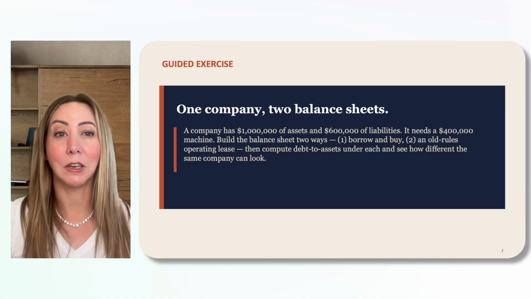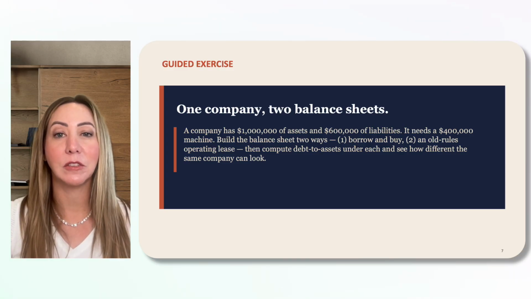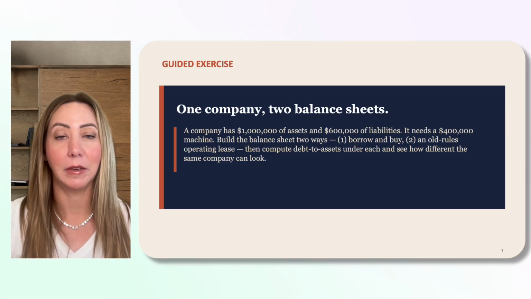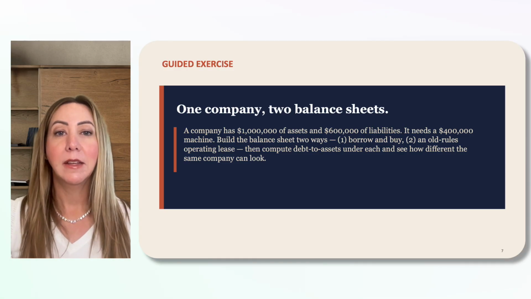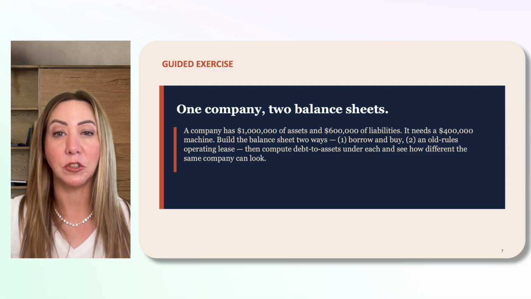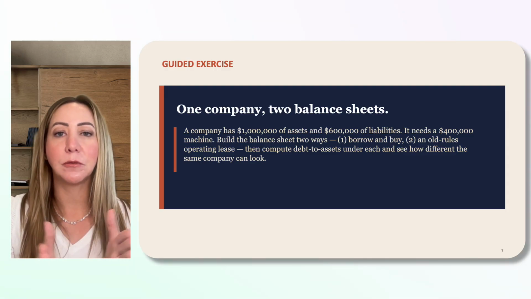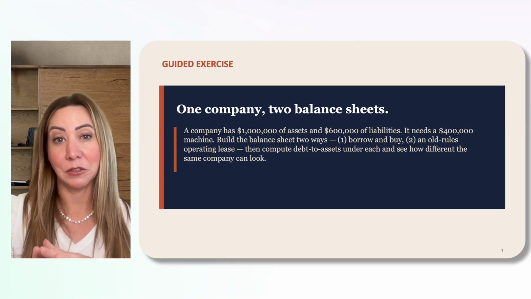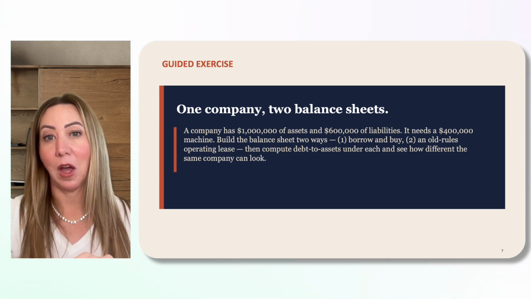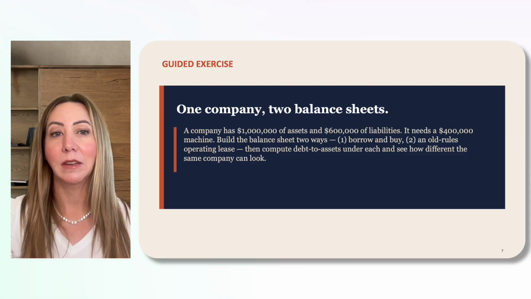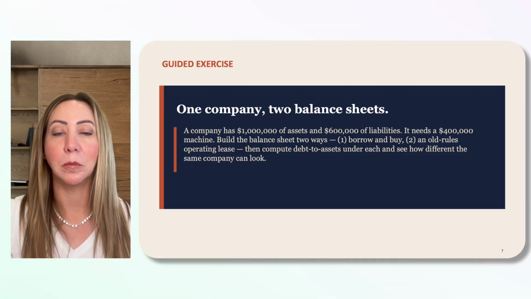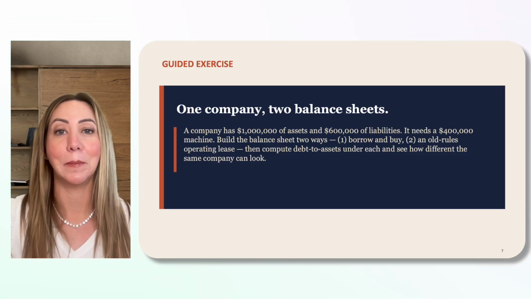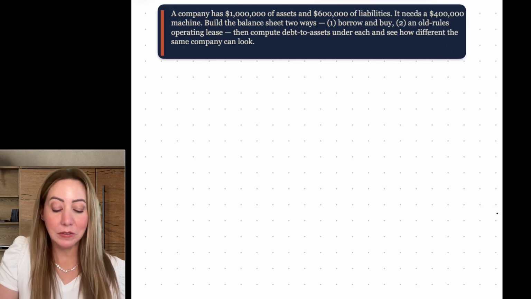Let's make the distortion concrete. Here we have a company with $1 million of assets and $600,000 of liabilities, which means $400,000 of equity. They need a $400,000 machine. We're going to build the balance sheet two ways. First, we'll assume the company borrows the money and buys the machine. Second, we're going to assume that the company signs an old rules operating lease for the exact same machine. And then we'll compute the debt to assets ratio both ways just to see how different the same company can look. Okay, let's build this company's balance sheet.